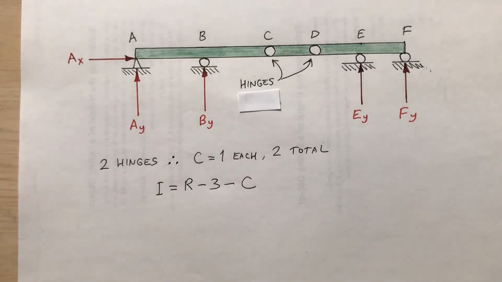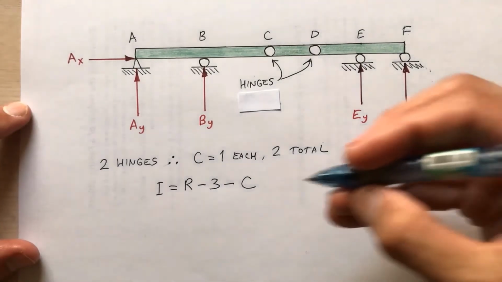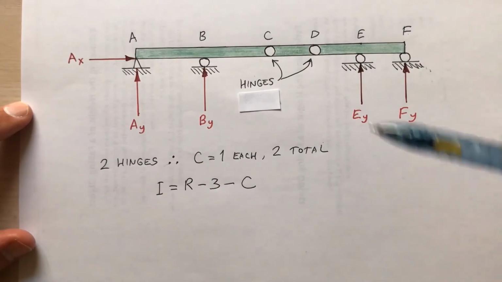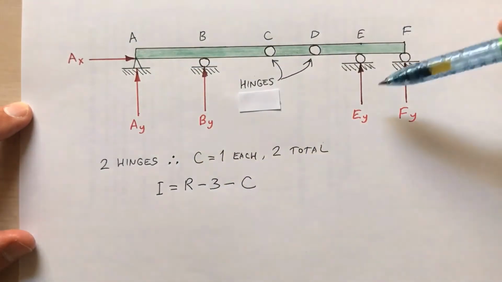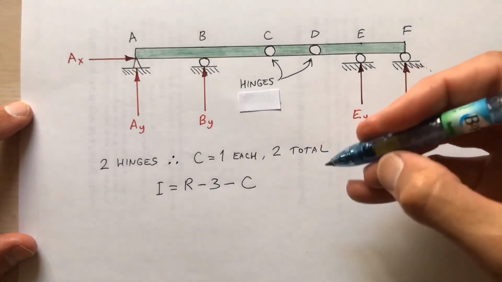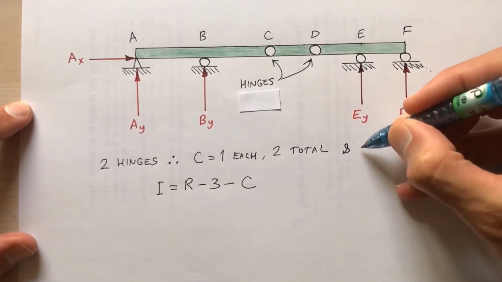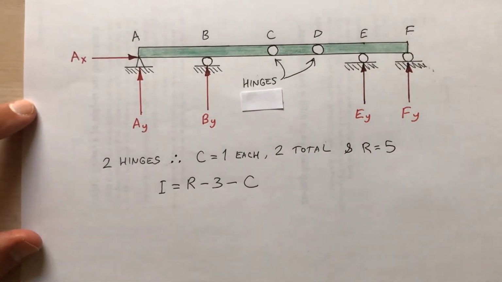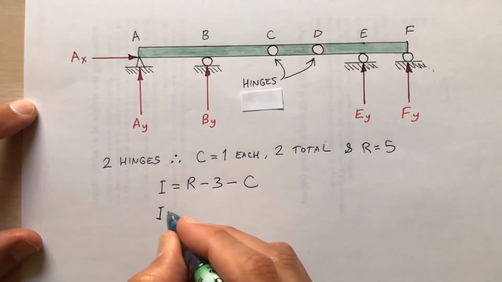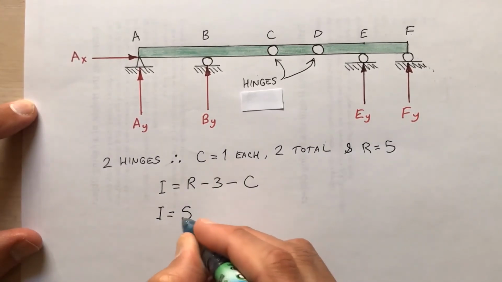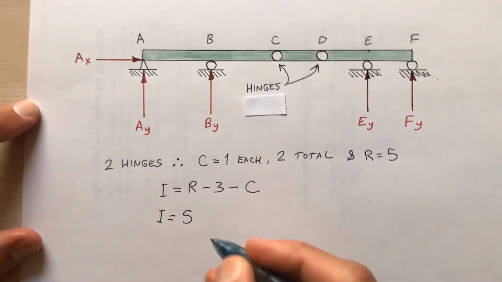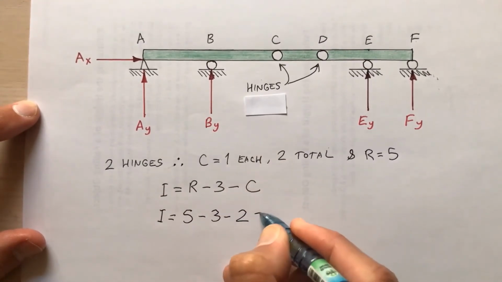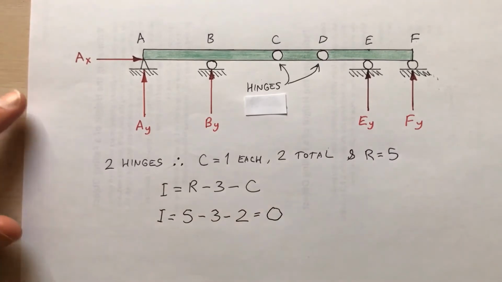Okay, so what does that mean? What is the degree of indeterminacy? So what is R? R is the number of reactions. 1, 2, 3, 4, 5. So R is 5. Okay, so indeterminacy: 5 minus 3 minus 2 is 0.